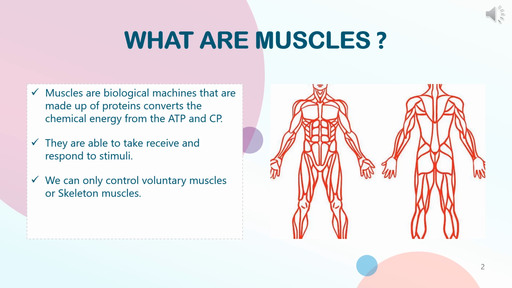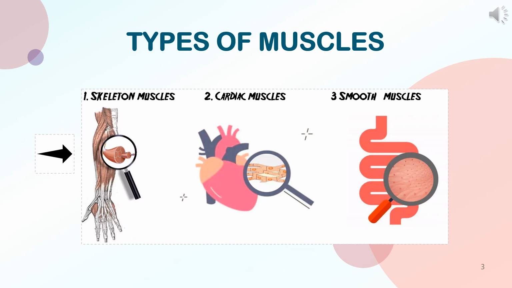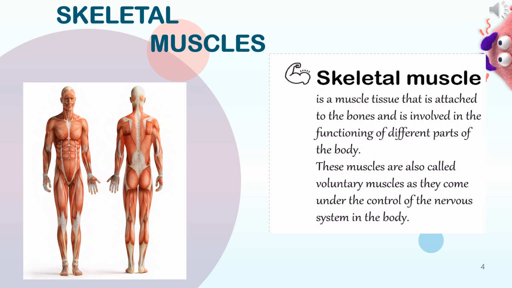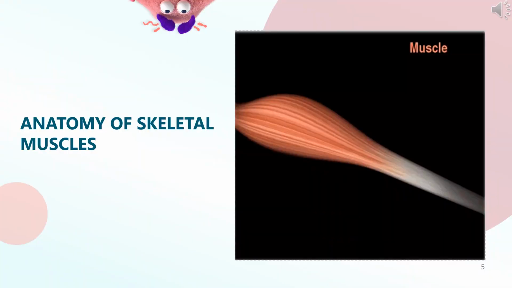We can only control voluntary muscles, or skeletal muscles. Types of muscles: skeletal muscle, cardiac muscle, smooth muscle. First one, skeletal muscle. Skeletal muscle is a muscle tissue that is attached to the bones and is involved in the functioning of different parts of the body. These muscles are also called voluntary muscles as they come under the control of the nervous system in the body. And this is the anatomy of skeletal muscles.